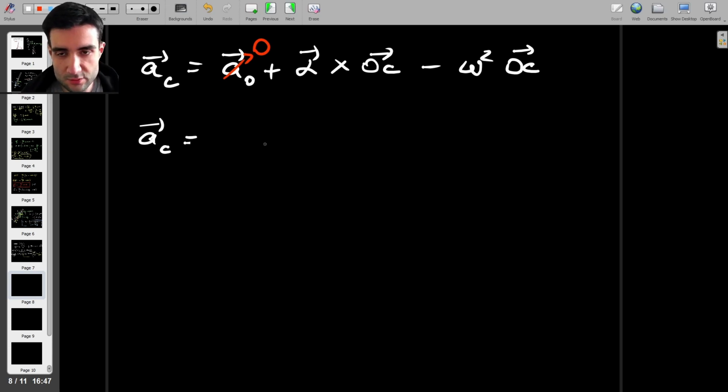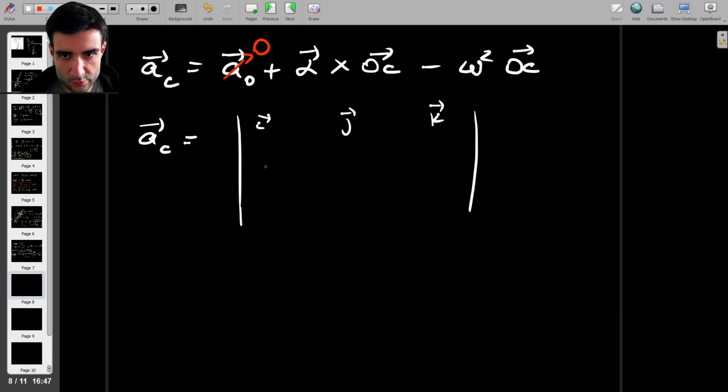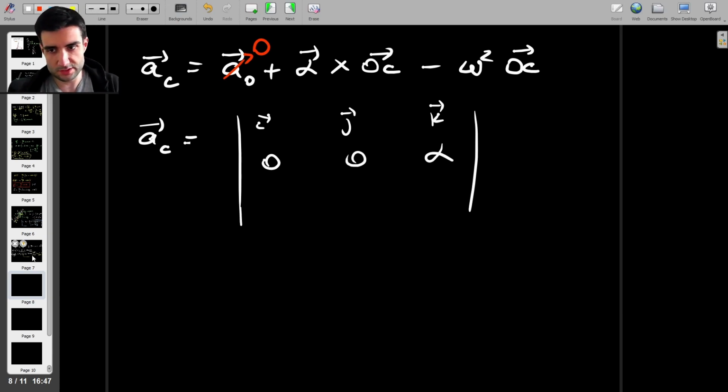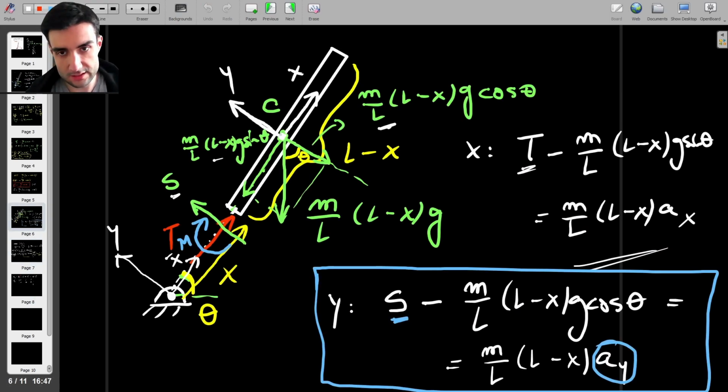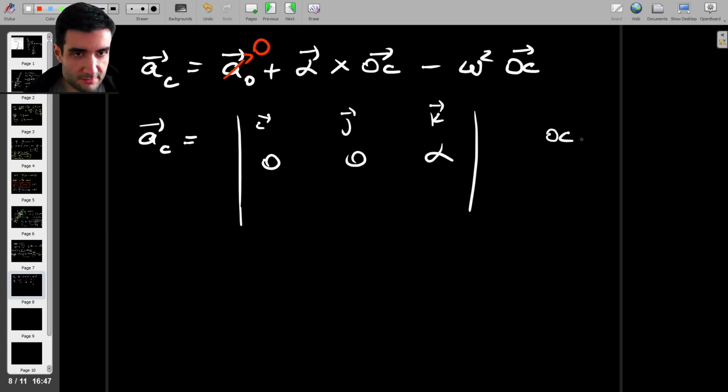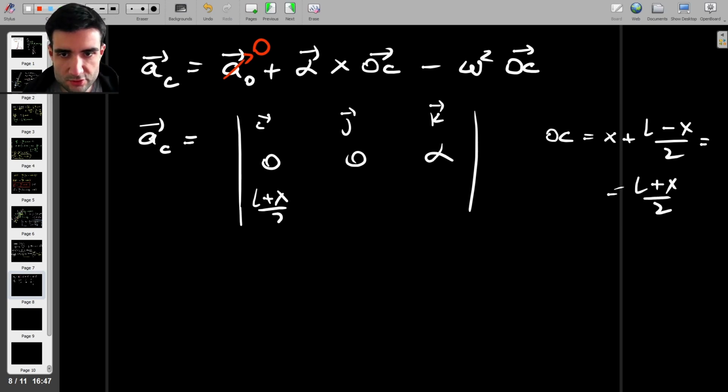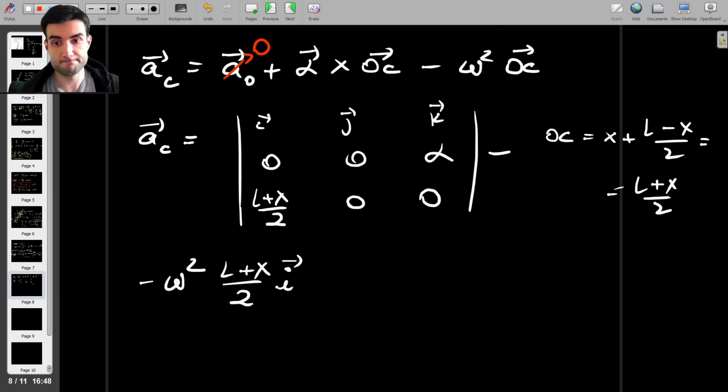So a_C equals, we have the determinant with i, j, k, then 0, 0, alpha, and then OC only has an x component, which is relatively easy to find. The length of OC is x plus (L minus x) over 2, which is (L plus x) over 2. So that's pretty straightforward. So (L plus x) over 2, and then 0 and 0. Minus, and this is going to be omega squared times (L plus x) over 2 multiplied by i.